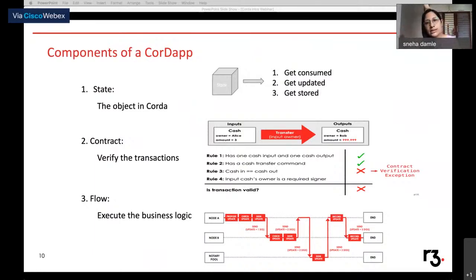Titan will do the same thing. It will also verify the transaction proposal by running it against the contract. If all the contract rules are met, it will also sign the transaction and send it back to node A. After that, the same transaction, signed by both parties, is sent to the notary. The notary will check for double spend, and if there are no double spends, the notary will also sign the transaction. This is how the states get recorded individually in Acme's and Titan's databases.